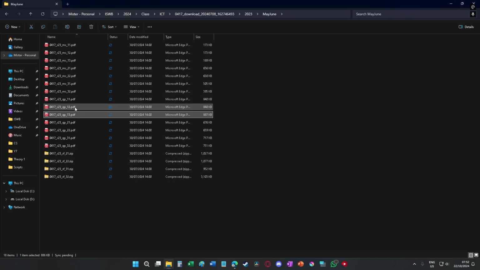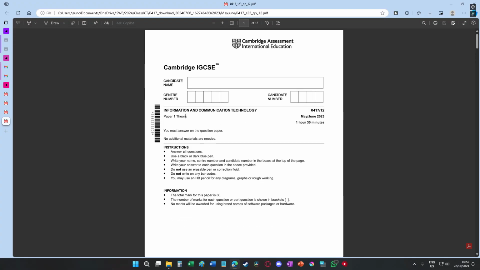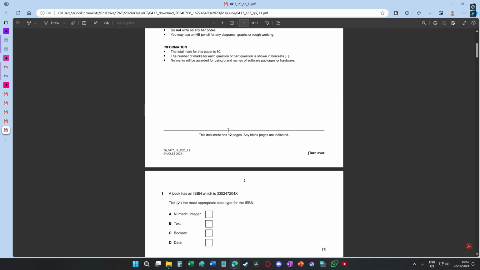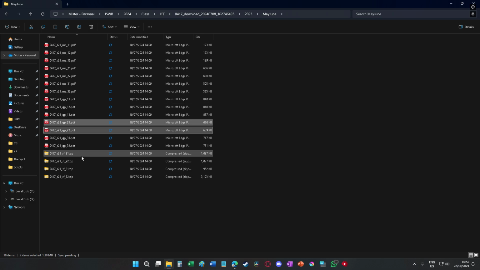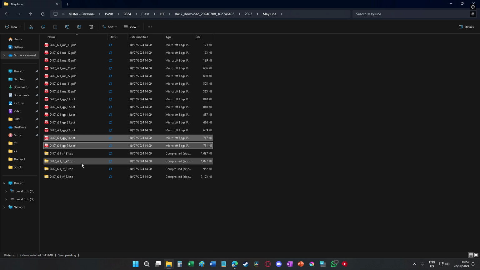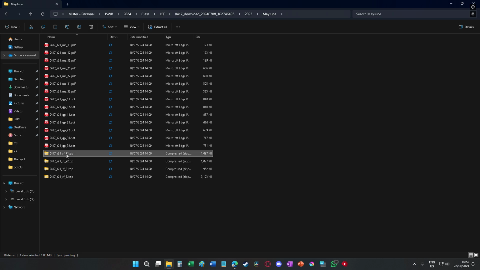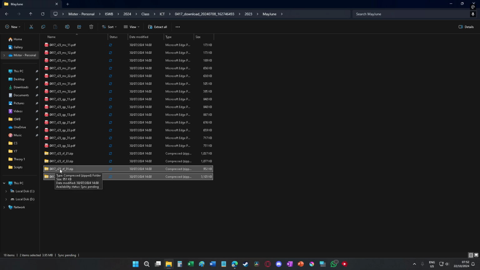So theory, and theory. Because paper one, that one there at the front says it's paper one. The two in the front says it's paper two. So there are two paper twos, and then there are two paper threes. And then each of the paper twos and the paper threes have source files.